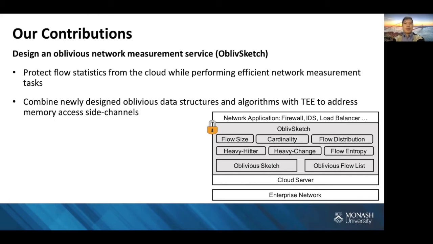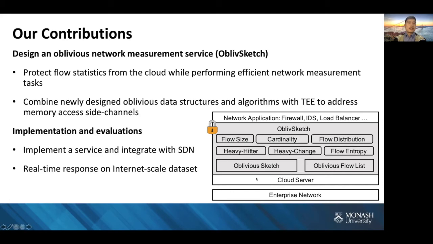So in this paper, we proposed OblivSketch, a network measurement service based on SGX. We combine SGX and oblivious data structures and algorithms to protect the flow statistics against the adversary while performing efficient measurement tasks. Our service can also address memory access side channels. We implement this service and integrate it with SDN. Our results show that it can respond to queries over an internet-scale network in real time.